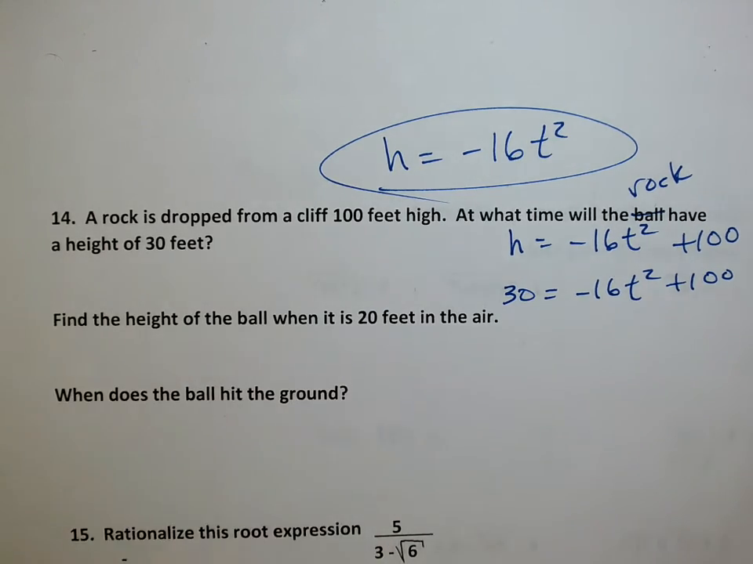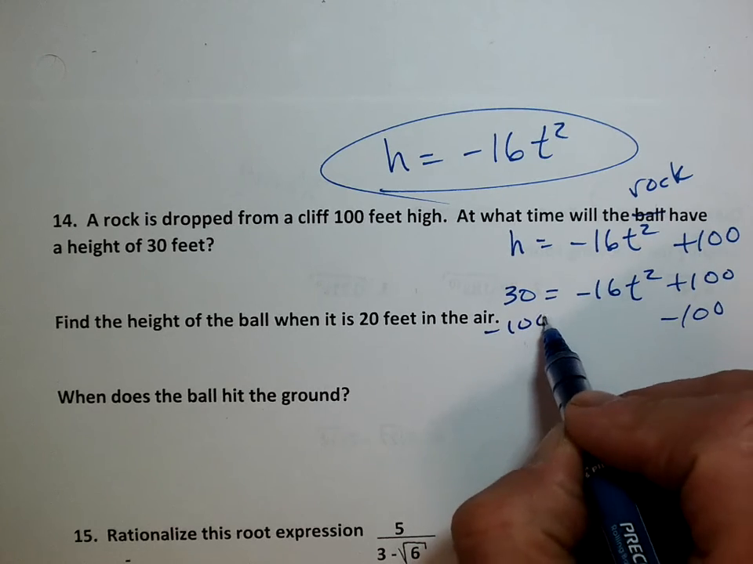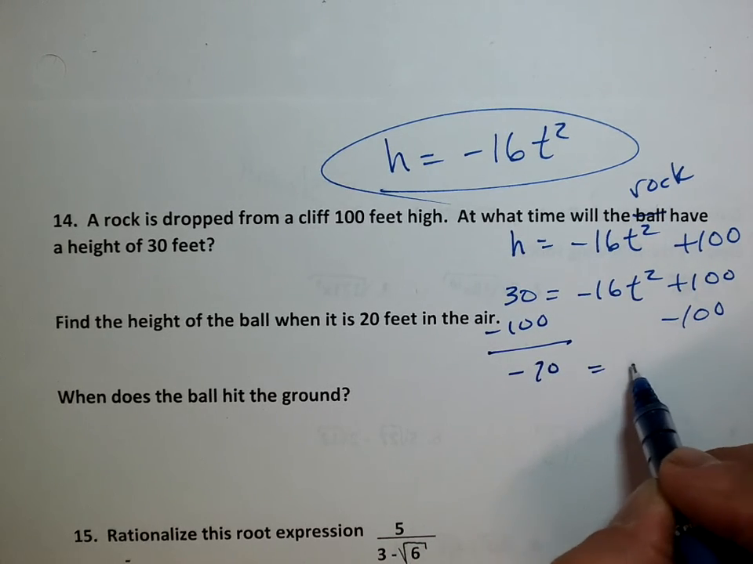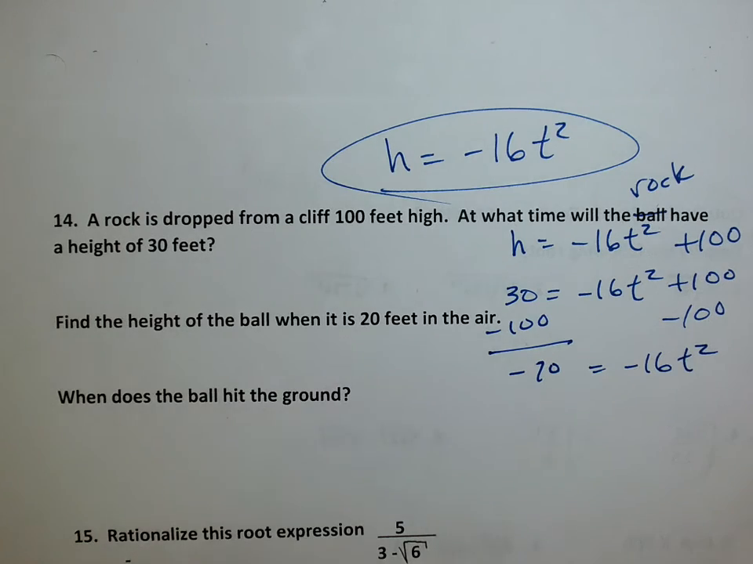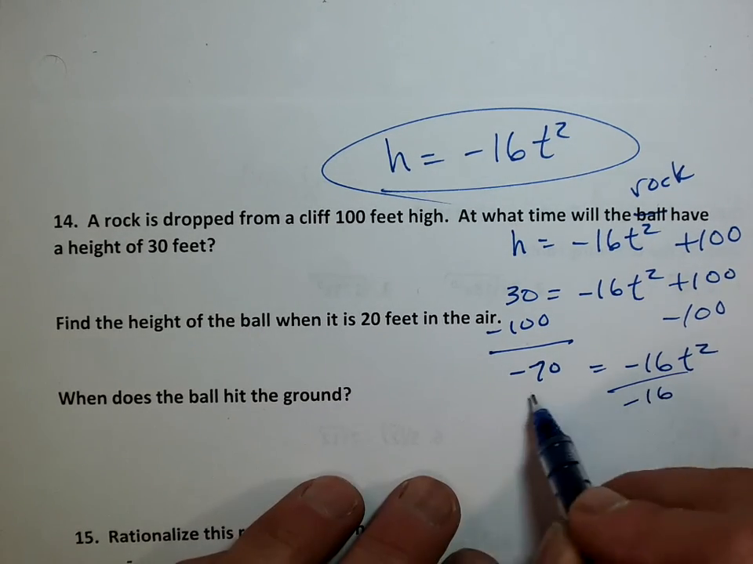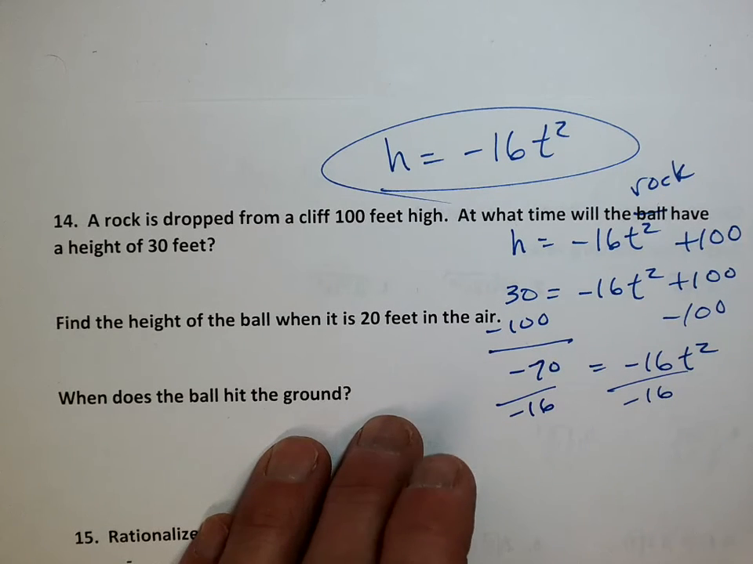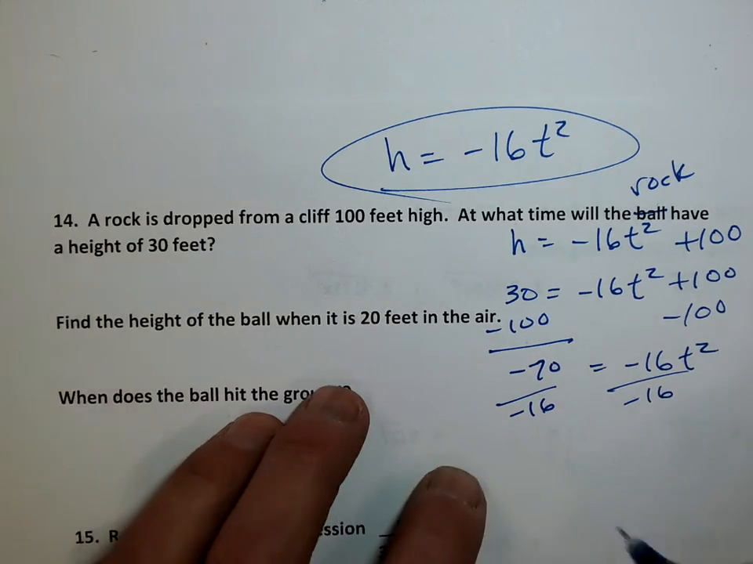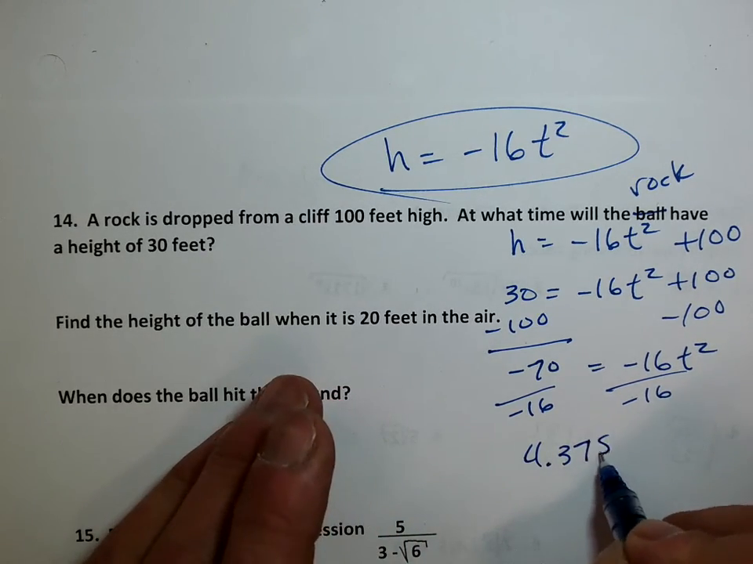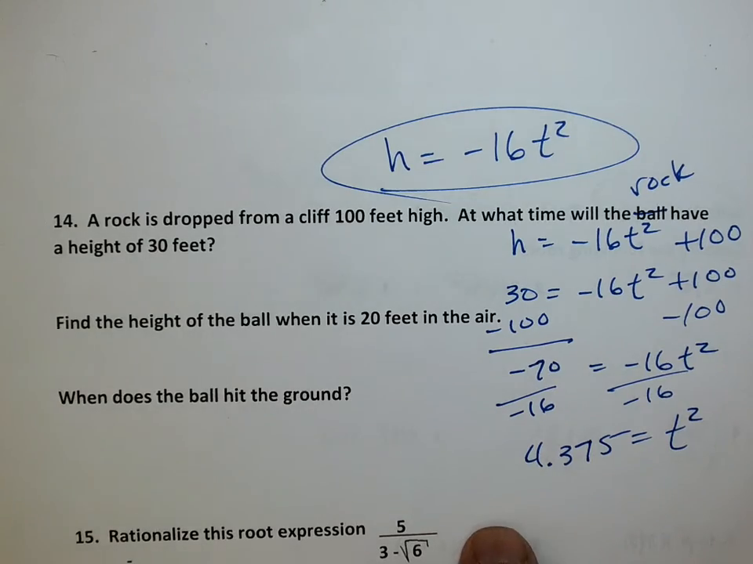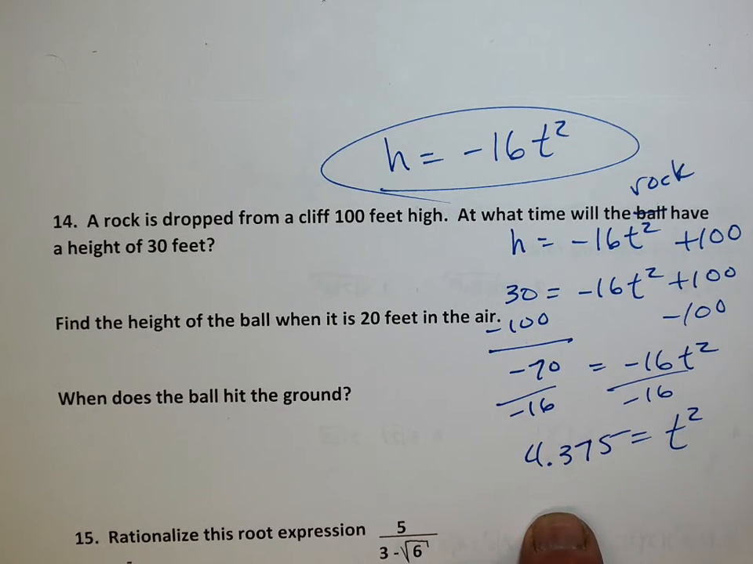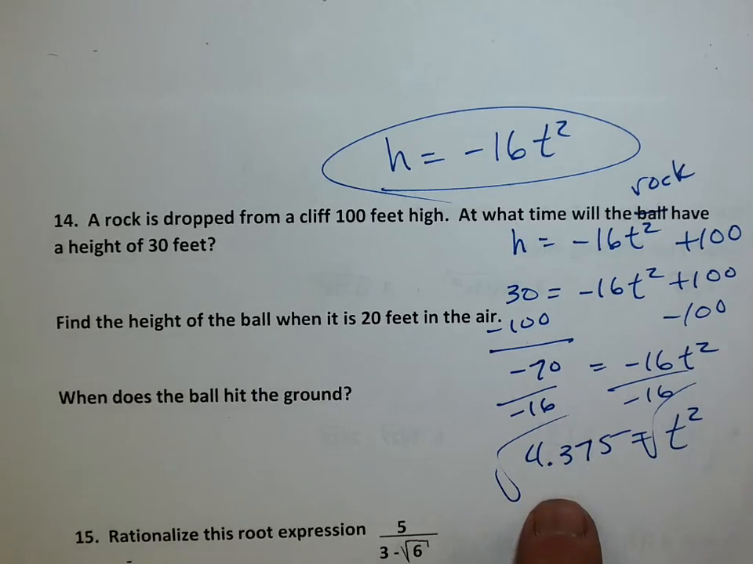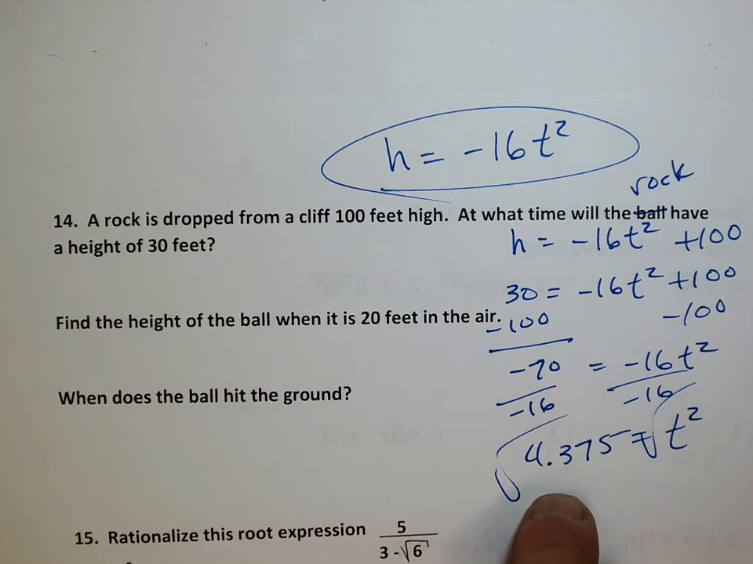Subtract 100. Minus 100, minus 100. I'll have negative 70 equals negative 16t squared, right? Okay, just subtracted 100. Divide by negative 16. So what's that? Let's see, 70 divided by 16. I get 4.375 equals t squared. Then what? Square root that answer. So square root, and I get about 2.09.